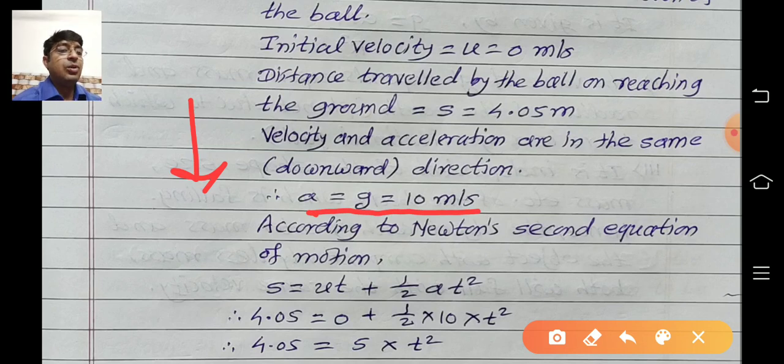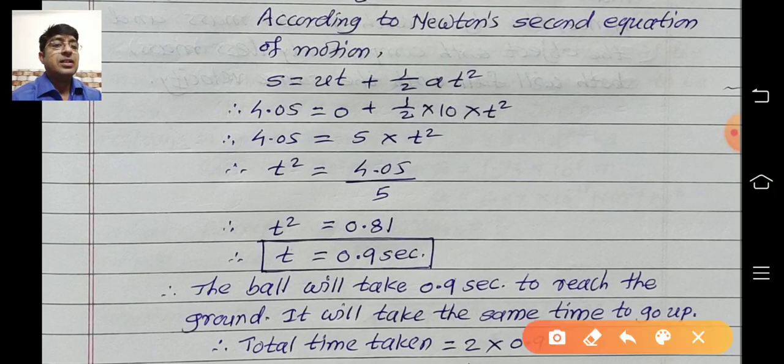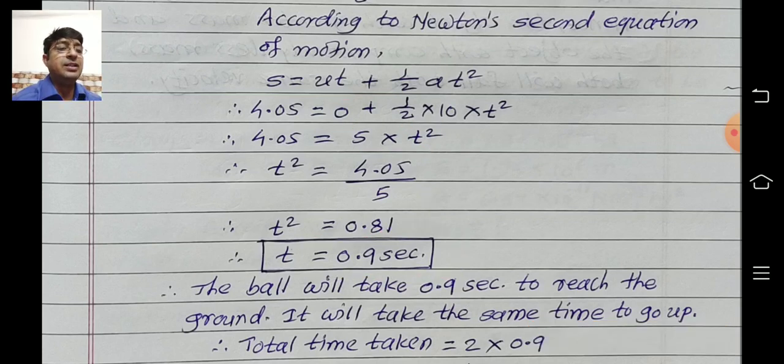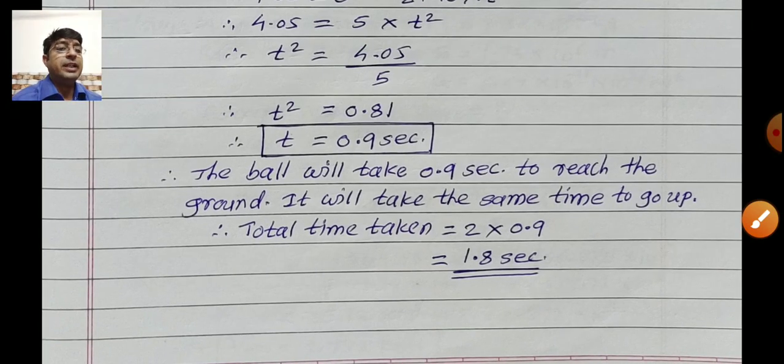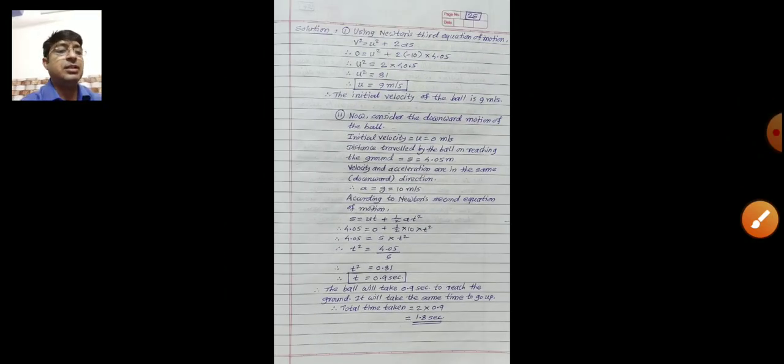According to Newton's second equation of motion, we write it and substitute the values. Now 0 into t is 0. Then 10 divided by 2 means 5. T square, with 5 shifted to that side, gives 0.81. Take the square root, so we get time 0.9 second. Therefore, the ball will take 0.9 second to reach the ground. It will take the same time to go up, and therefore the total time taken is 2 multiplied by 0.9, that is 1.8 second. So in this way you try to write down the answer.